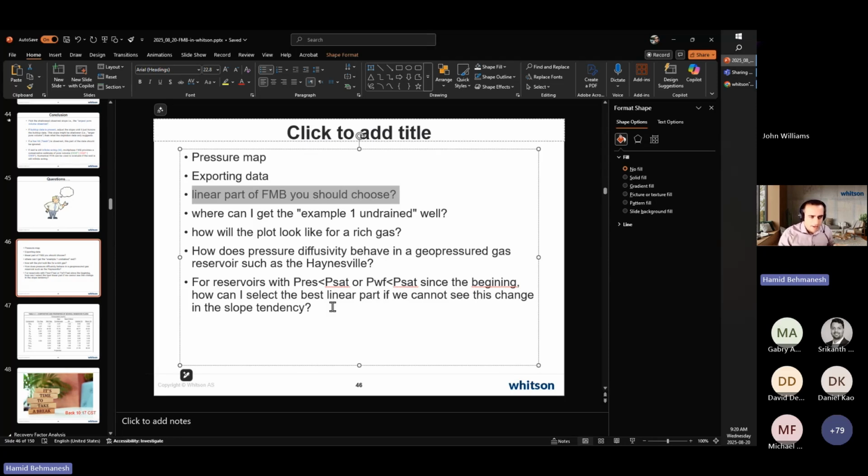We need to give it some time for that transient effect that happened in the PVT this time, not in the operating condition, in the PVT, to be dissipated in the reservoir. So that's the selection of the slope in the multi-phase flow.